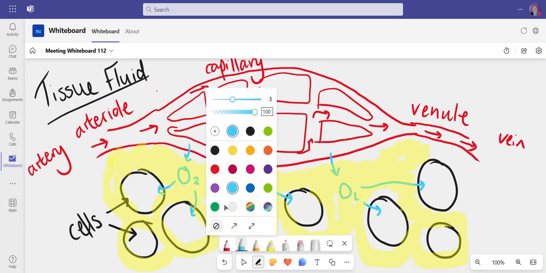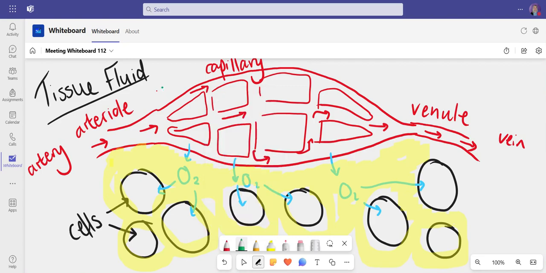So the liquid in the blood vessels, in the arteries, in the arterioles, in the capillaries, venules, veins, that's all blood, which has the four components we just looked at. But this yellow liquid here is tissue fluid. So the tissue fluid is the liquid that surrounds all of our cells. Okay, so the oxygen comes out of the capillaries into the tissue fluid and then into our cells.